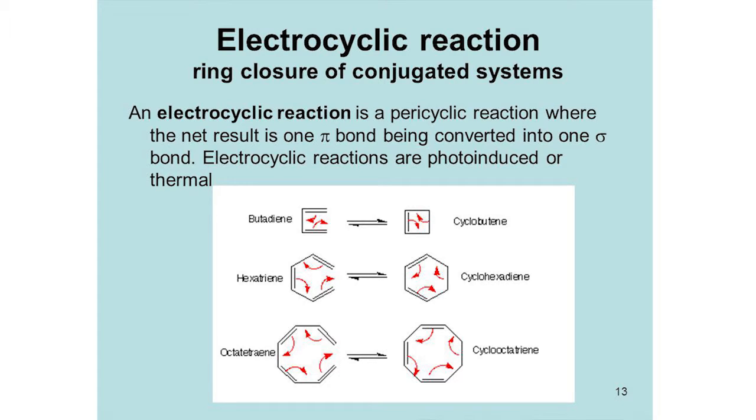Let me give two examples for electrocyclic reactions. The first example: 1,3-butadiene undergoes cyclization to give cyclobutene. The second one is an electrocyclic ring opening reaction. Here cyclohexadiene undergoes ring opening to give 1,3,5-hexatriene. So the reaction takes place under thermal condition as well as under photochemical condition.